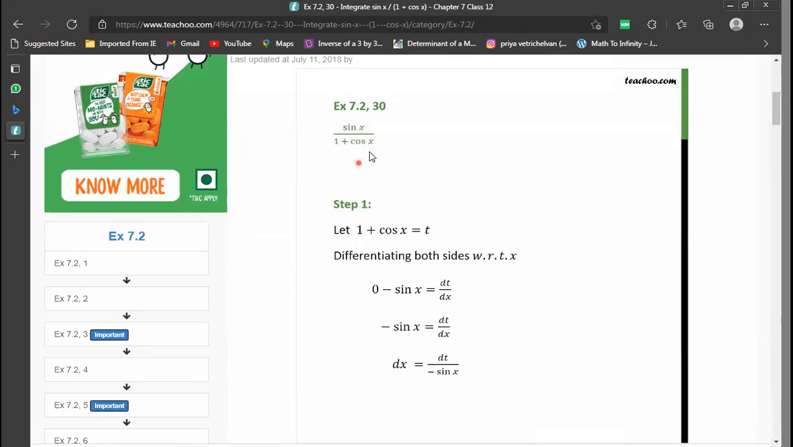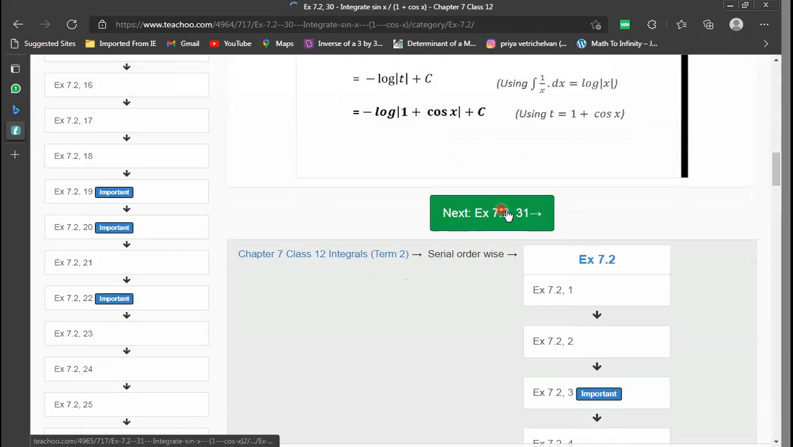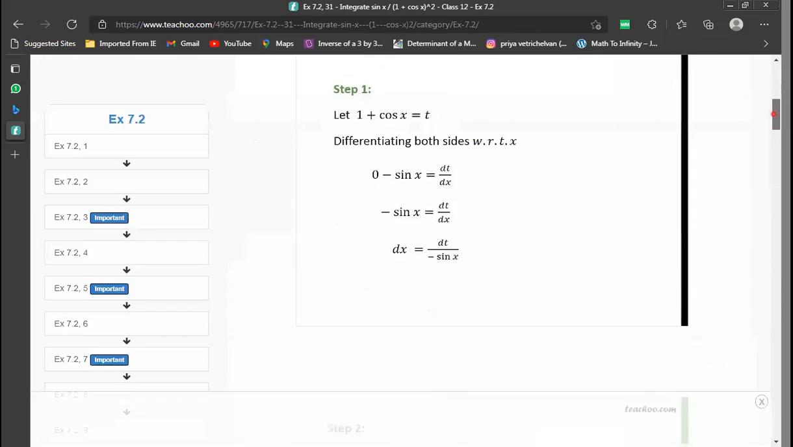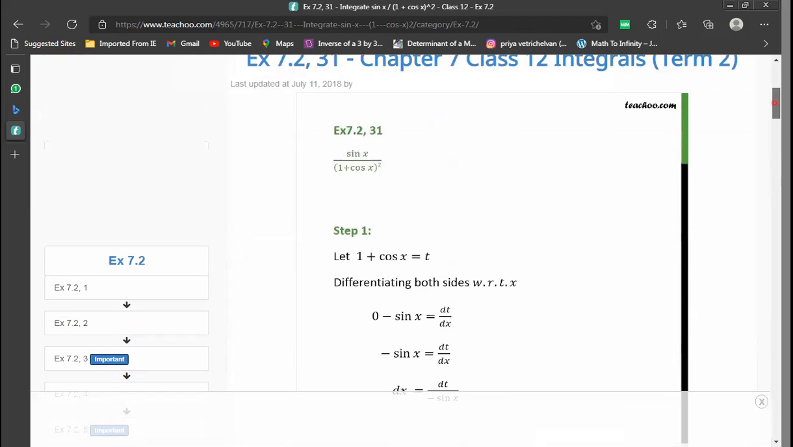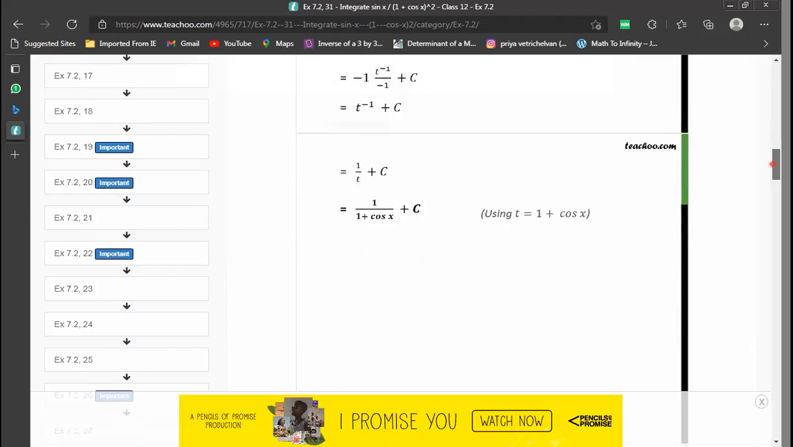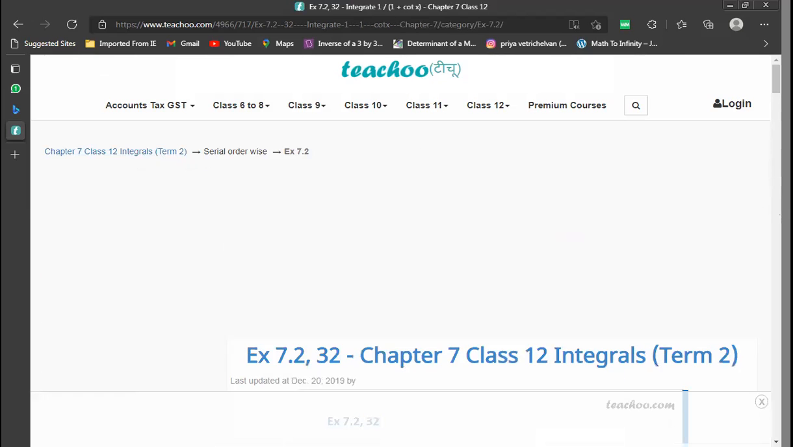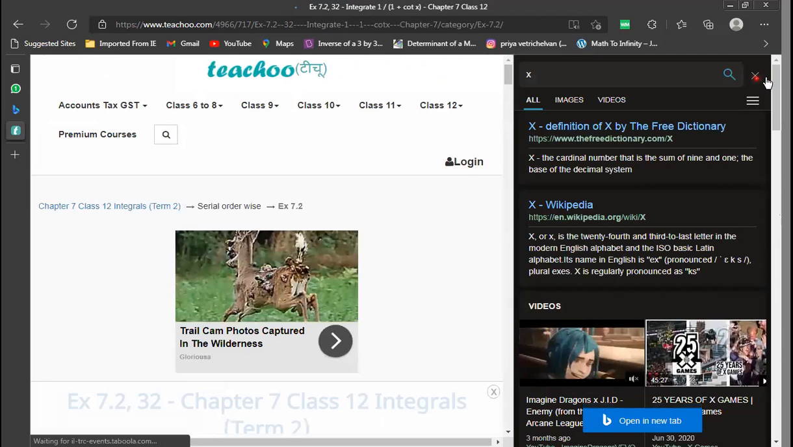This question also, you just have to choose 1 plus cos x as t and proceed with the same method. In this question also, choose 1 plus cos x as t. Always go for the expression and assign. Same method.